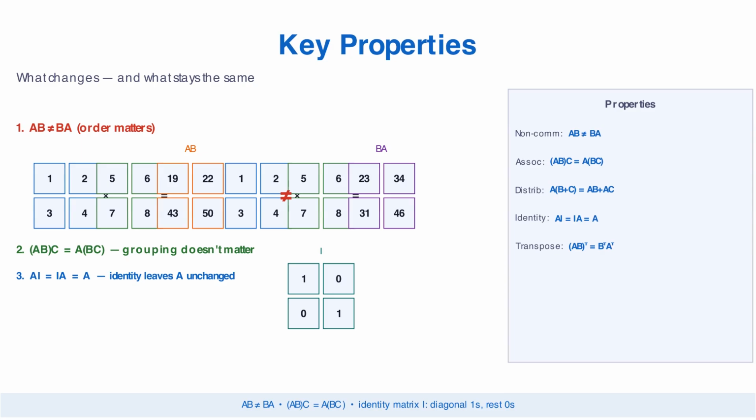This lets us chain many matrix operations without worrying about parentheses. Third, the identity matrix. Multiplying any matrix by the identity matrix returns that matrix unchanged. The identity matrix has ones on the diagonal and zeros everywhere else. It is the matrix equivalent of the number 1. These properties shape every algorithm in machine learning.